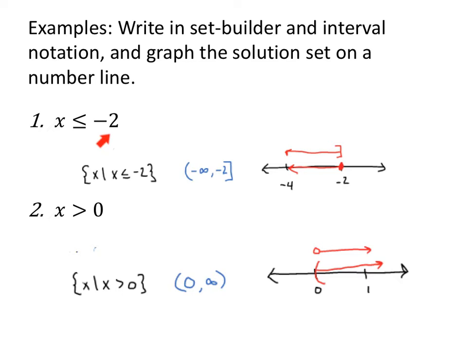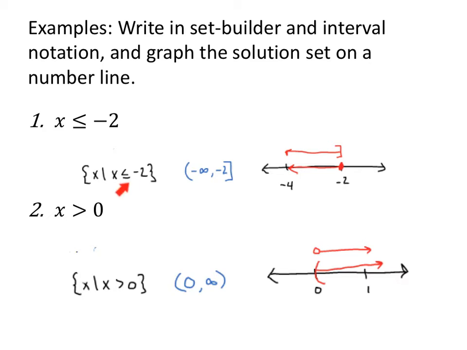So, if x is less than or equal to negative 2, I know that's the set of all x such that x is less than or equal to negative 2. Less than or equal to means we're going to go forever to the left. Maybe a number line would be an easier way of seeing that. Forever to the left. And the biggest it could be is negative 2.